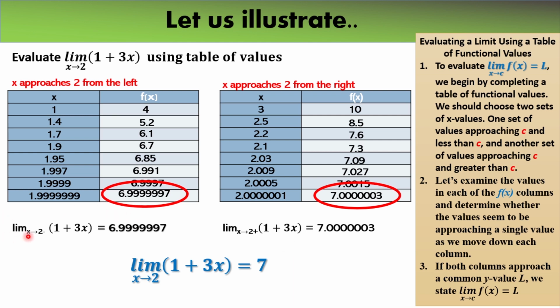Ang tawag sa dalawang ito, the limit of 1 plus 3x as x approaches 2 from the left and the limit of 1 plus 3x as x approaches 2 from the right, ay one-sided limits. Kapag equal yung one-sided limits natin, masasabi natin na ang limit ng ating function ay kung saan papunta yung f of x natin, which in this case, papunta siyang 7.